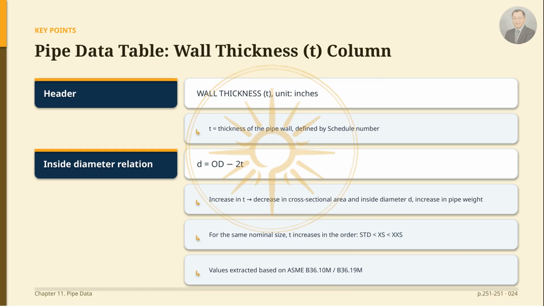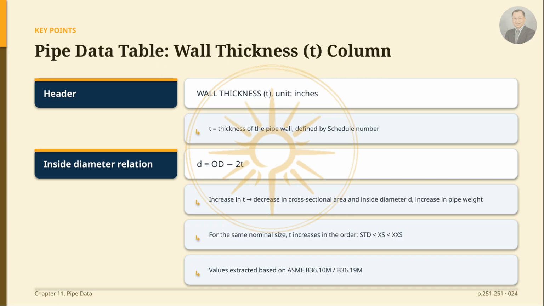The T indicated in the header refers to the thickness of the pipe wall in inches and is defined by the schedule number. Regarding the relationship with the inside diameter, D equals OD minus 2T, meaning the inside diameter is found by subtracting the wall thickness of both sides from the outside diameter. Therefore, as T increases, the cross-sectional area and inside diameter D decrease, and the pipe weight increases.